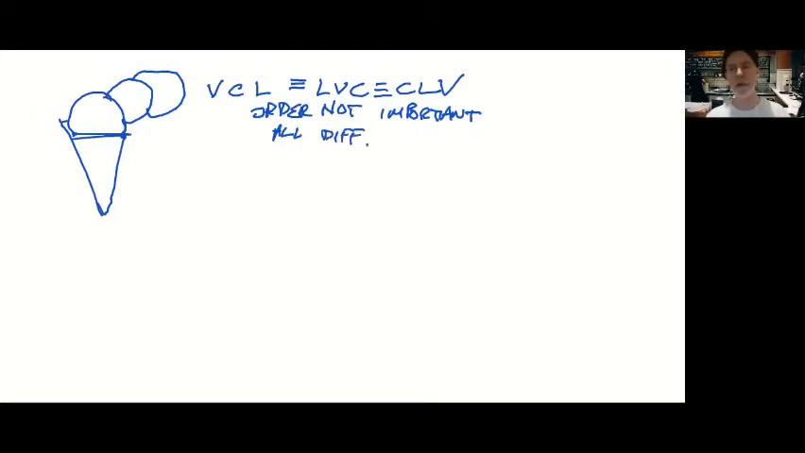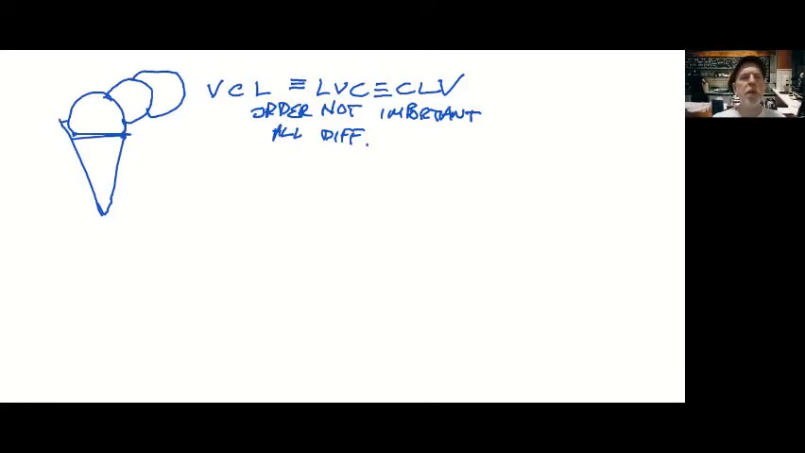But what is important is they all have to be different. They're all different flavors. I don't want 3 vanilla. I'm not going to go to a place with 32 flavors and get 3 vanilla. Okay, I might get 3 butterscotch or 3 licorice. But we're going to say that order is not important, and they're all different.